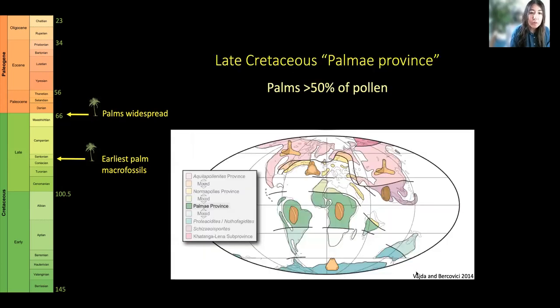In equatorial regions of the late Cretaceous, they also form a palynological province, shown here in green, in which palm pollen makes up over 50% of pollen grains within assemblages, indicating that not only were palms widespread by this time, but also abundant, at least in some regions.